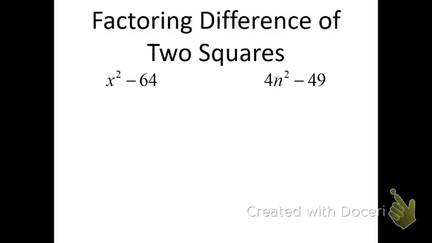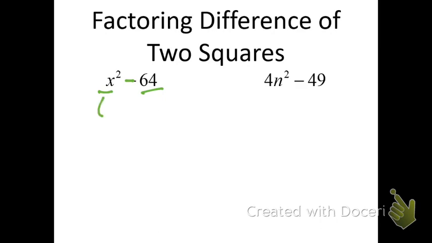Now we're factoring using the difference of two squares. So we're going to start by asking, hey, is that a square? Yeah. Hey, is that a square? Sure. And is that a subtraction sign? Yes. So those three things have to be in play if you want to factor it this way.